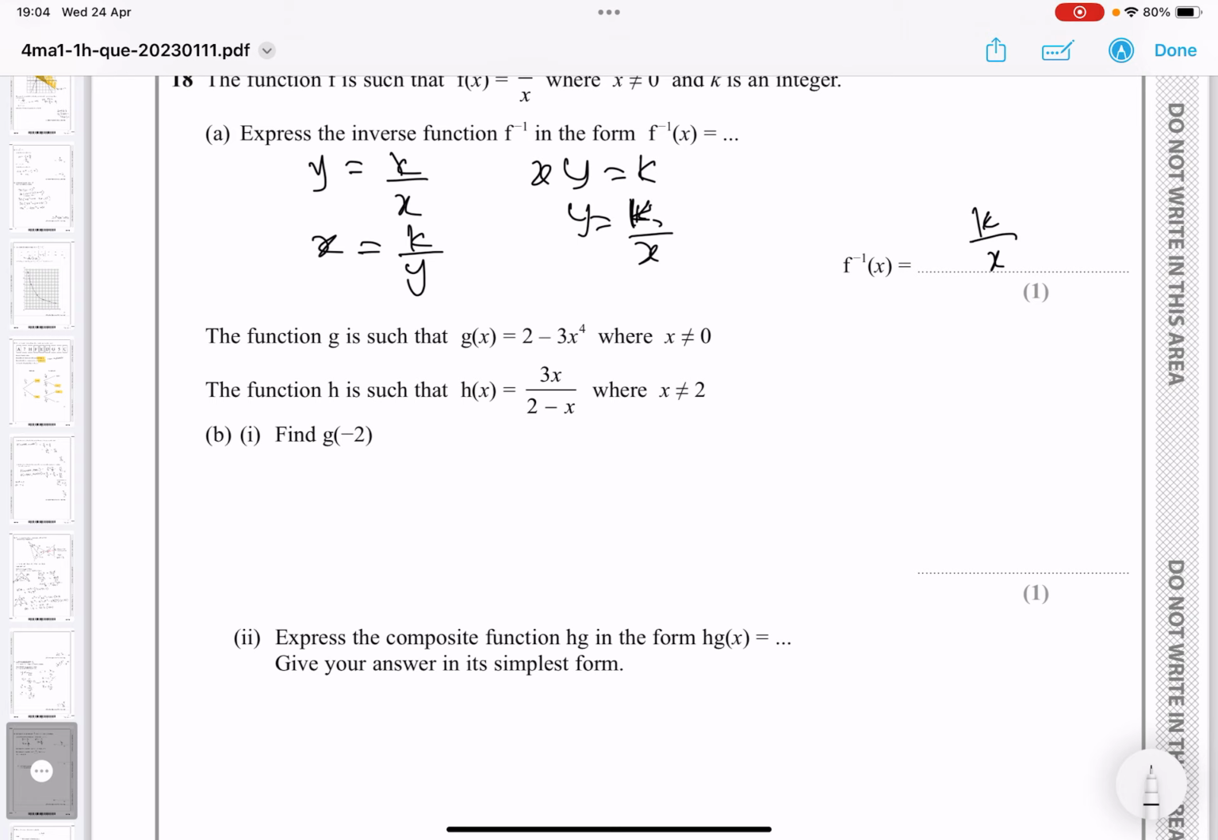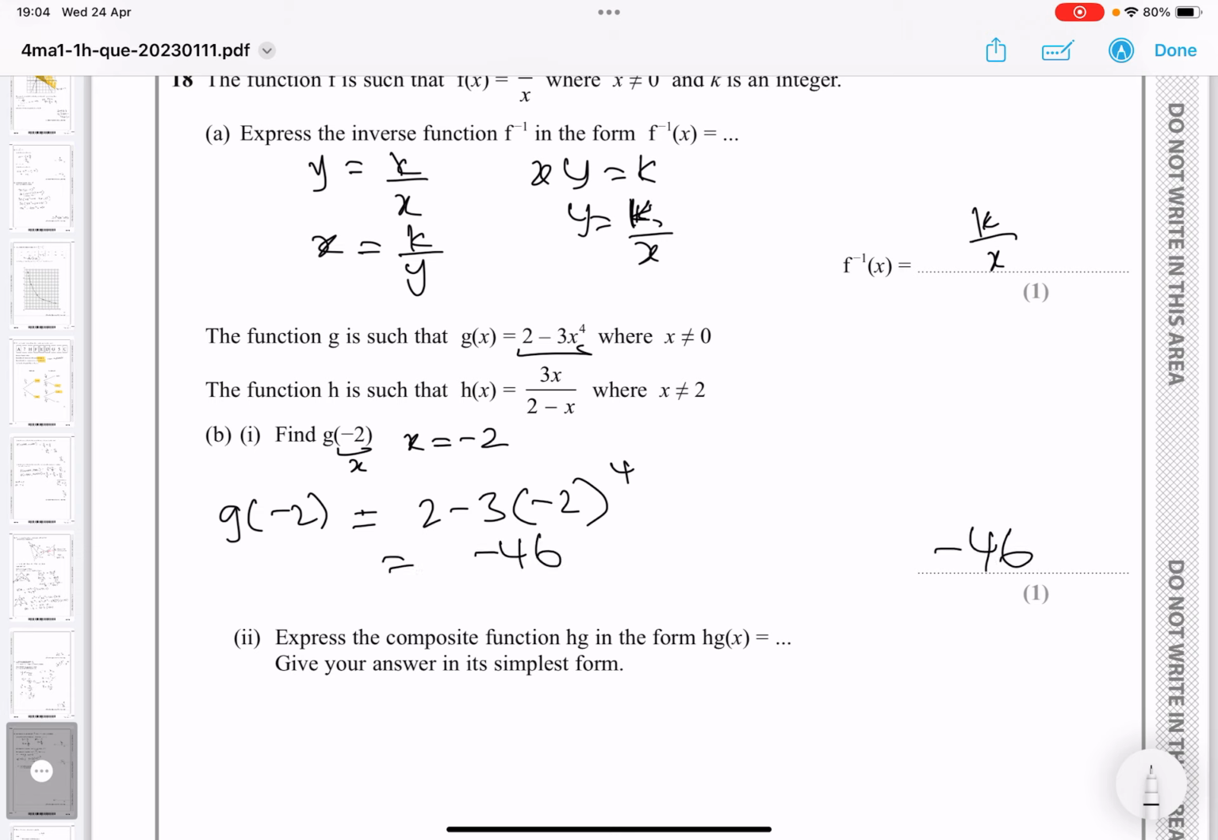The function g is such that g(x) equals (2 minus 3x) to the power 4. The function h is such that h(x) equals 3x divided by (2 minus x). Find g of minus 2. So what they've done is substitute the x, okay? x is now equal to minus 2. So we need to substitute minus 2 in this equation for x. You can see they've changed the x to a minus 2, so we have to change the x to minus 2 in here. And if you put that in your calculator, you should get an answer of minus 46.